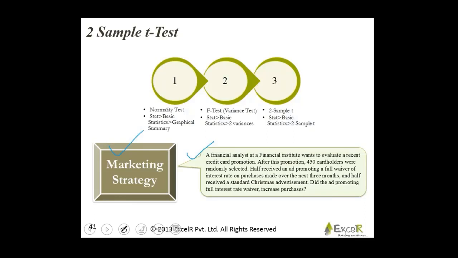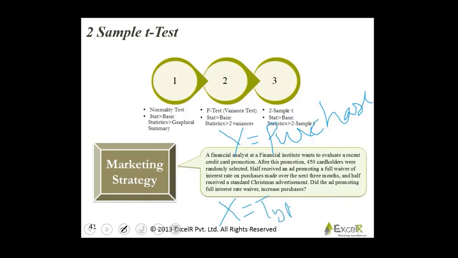Now, the financial analyst wants to understand whether the ad promoting full interest rate waiver actually increased the purchases, yes or no? That's the problem which we have to solve here. So first things first, let us try to understand what is the Y here and what is X here? Y is purchase per customer. How much did you purchase? How much did each person purchase? Only based on that, you will be able to conclude whether your new ad is effective or your standard ad is effective, right? And the X is a type of promotion, right?